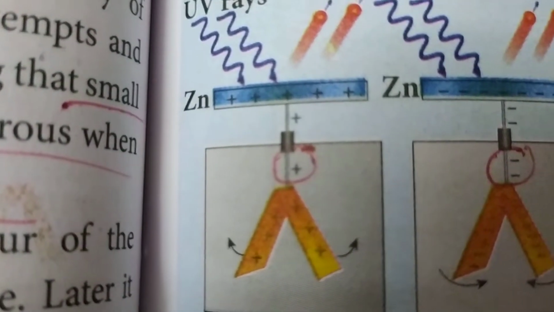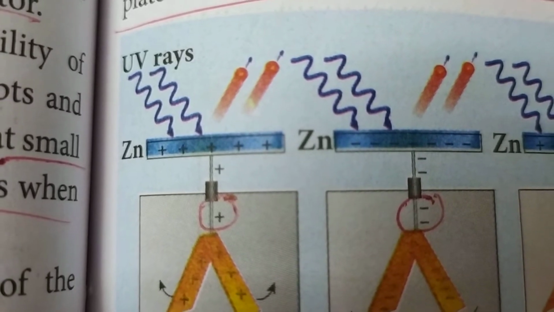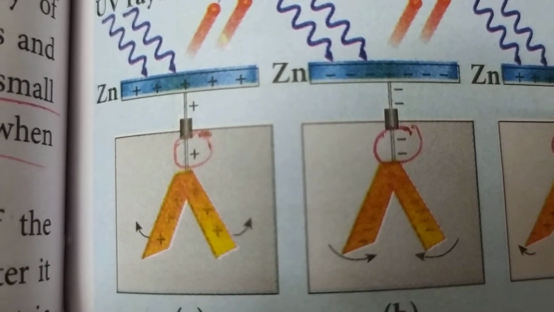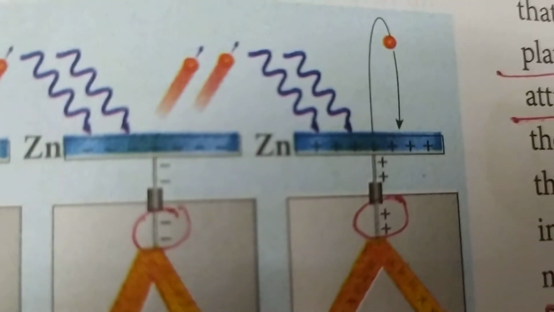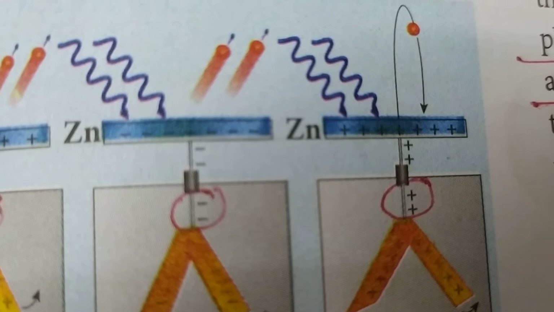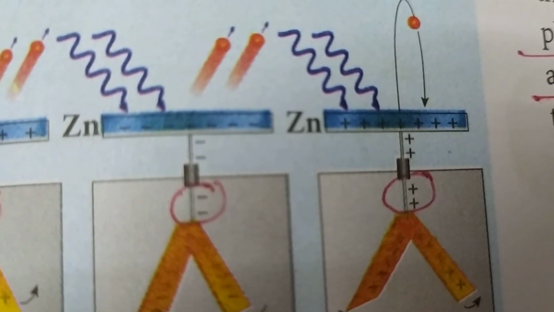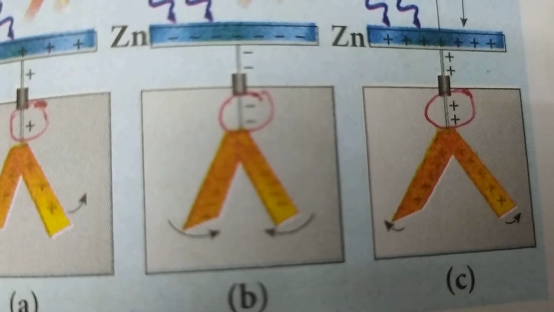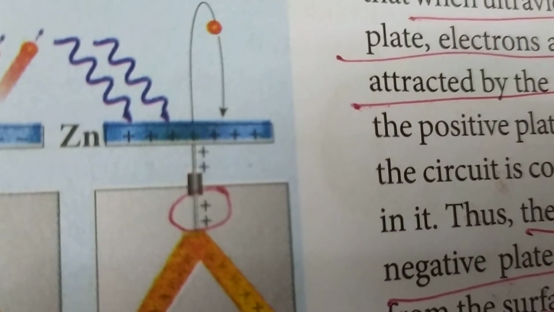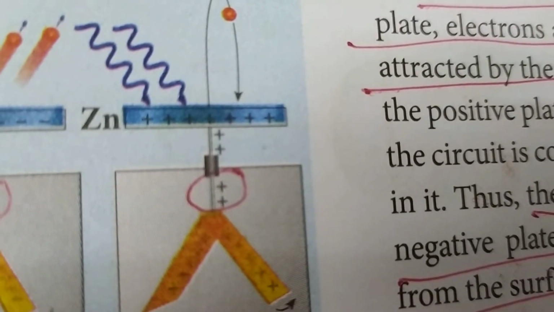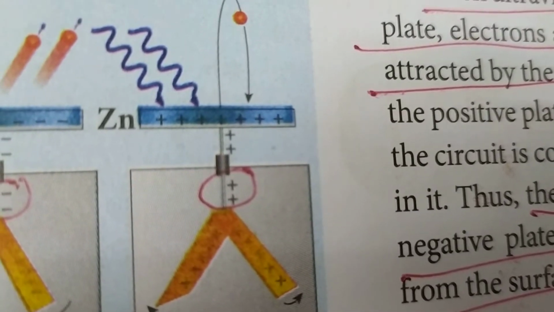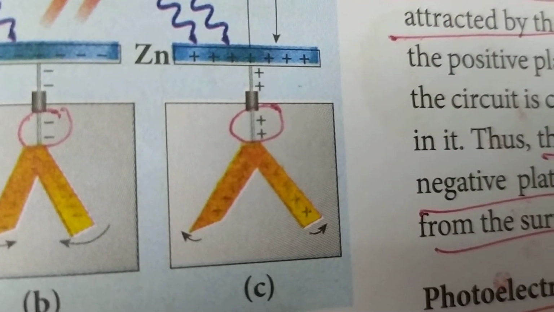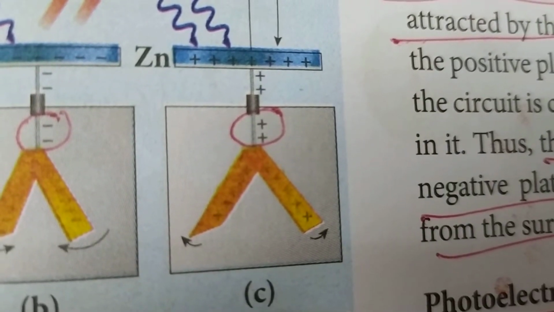So when you see, if an uncharged zinc plate is exposed to ultraviolet rays, the plate will become positive, and positive will repel, so the leaves will move away from each other. But when the ultraviolet radiation is falling on a negatively charged plate, then the plate gives out more electrons, and so the leaves which are separated will now come closer. And when you see the third part of this experiment, here a positively charged zinc plate is exposed to ultraviolet radiation. Here more electrons are produced, and so the plate will become more positive, and because of that the gold leaf electroscope plates will move away because of this more positive charge.